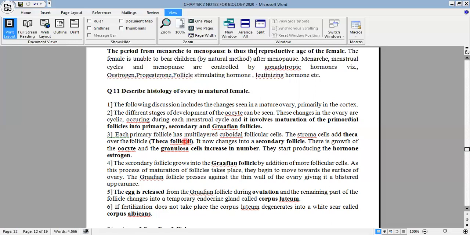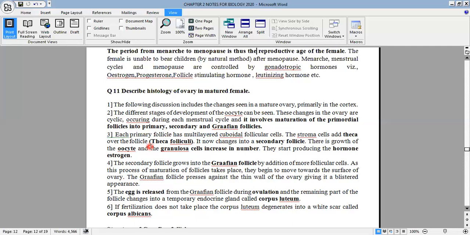Each primary follicle has multi-layered cuboidal follicular cells. Now these cuboidal follicular cells, you all know, are called germinal epithelial cells. The stroma cells add theca over the follicle. Don't get confused with this part. It's quite simple. Theca means a covering over the follicle, and then you can say that it is theca follicle. It now changes into secondary follicle.